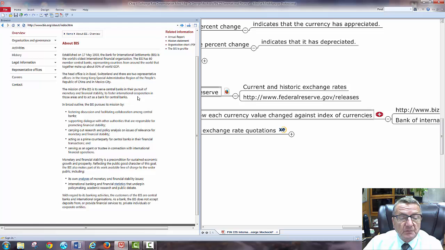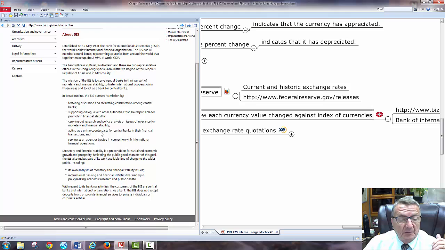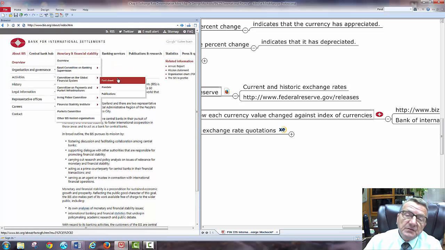The mission is to serve central banks in pursuit of monetary and financial stability, to foster international cooperation, fostering discussions, supporting dialogue, carrying out research, acting as a prime counterparty for central banks for their financial transactions, and serving as an agent or trustee in connection with international financial operations. So there's a lot about them. So they got the history. So there's services in here. They also have, I think, for students, some videos. Most of them have videos. Let's do the search on a certain aspect. We're covering a lot, but you need to understand one thing: how the supply curve moves, which we're going to be talking about with the exchange rate. You understand the supply curve and everything else, how it moves in the economic system, supply and demand.